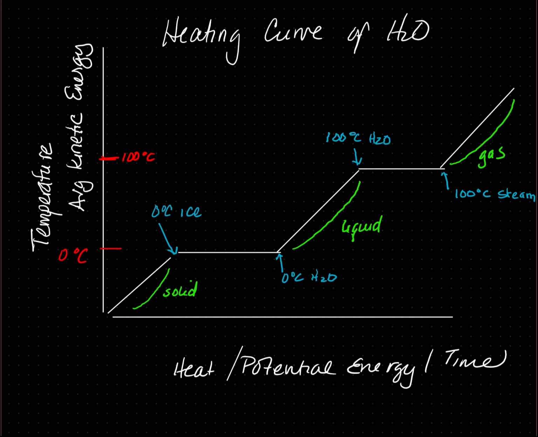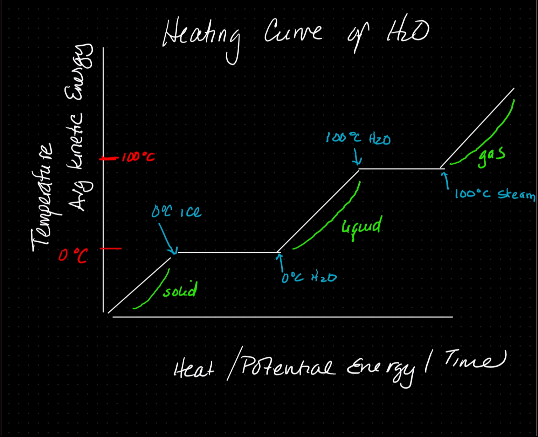You guys know the vertical axis is temperature or average kinetic energy. The horizontal axis is heat or potential energy or time. The first flat line or plateau is at 0 degrees Celsius for water. This is where the water melts or freezes. The second horizontal line or plateau is where the boiling point occurs, so vaporization and condensation occur.